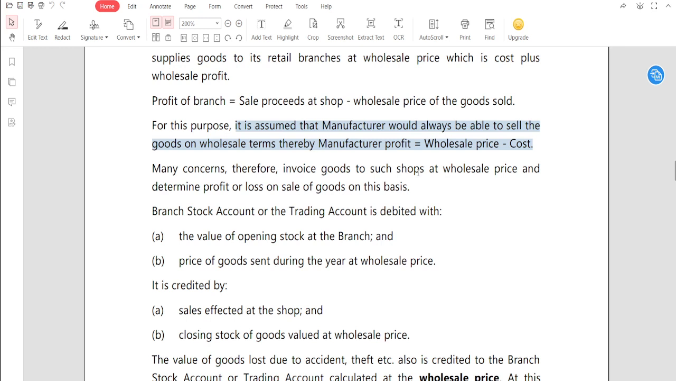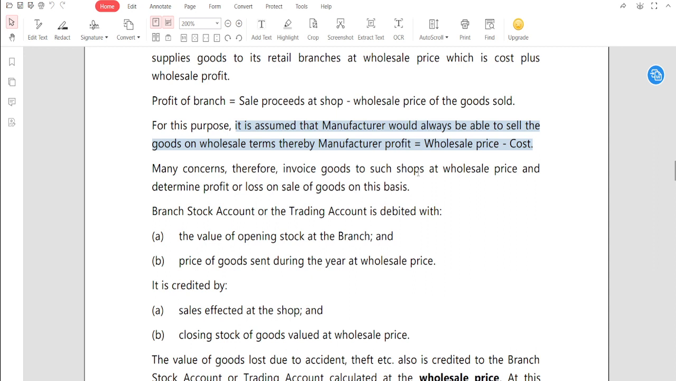Right now you need to just understand that the branch stock account or the branch trading account is debited with the value of the opening stock and the goods sent to the branch, the same way that we have already learned. The branch stock account should be debited, and the opening stock and goods sent to the branch are debited like the branch account. On the credit side, we need to show the sales, both credit sales and cash sales, and there will be returns also. Then we have the abnormal loss as well as the closing balance of the stock.